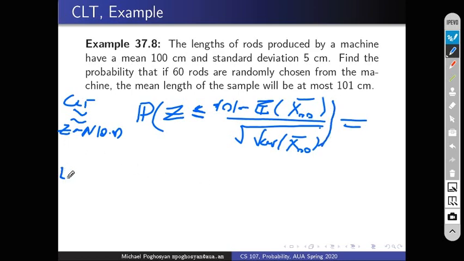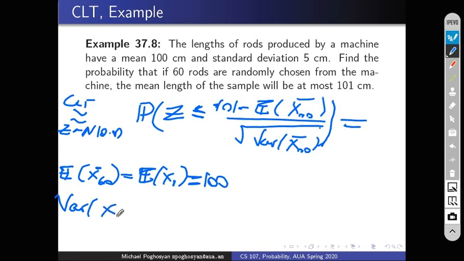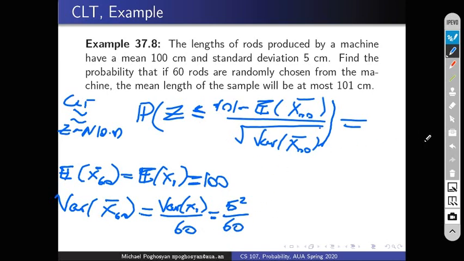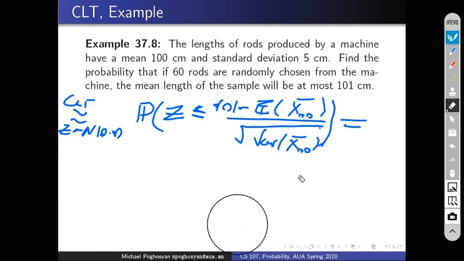So the expected value of x60 bar is just the expected value of each of the xk, x1. So this is 100. And the variance of x60 bar is the variance of x1 over n, we have used this formula a lot, over 60. So this is equal to 5 squared, 5 centimeters squared, over 60. So I'm plugging that here. Let me erase this and use those numbers.